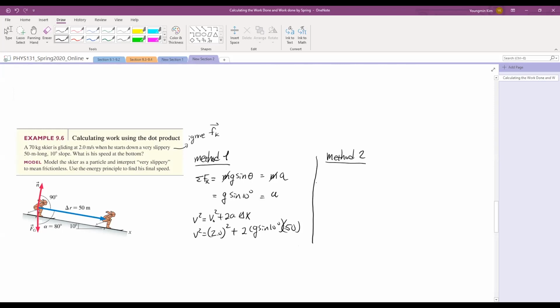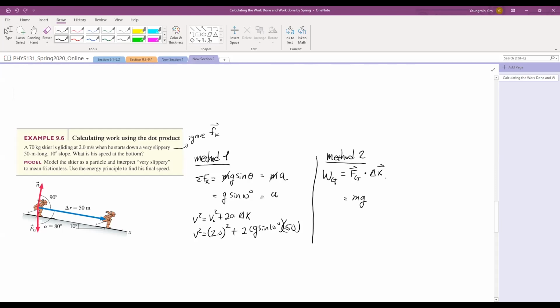In this case, let's consider the work done by gravity on this skier. That would be the force of gravity dotted with the displacement vector. And we're using the compact definition that we just learned using the dot product. Here the force of gravity is mg, that's the magnitude of that.